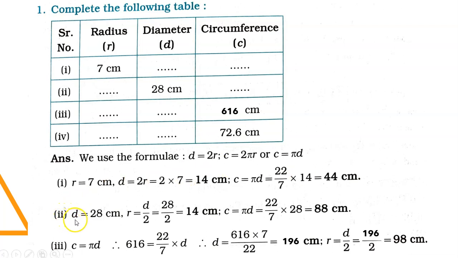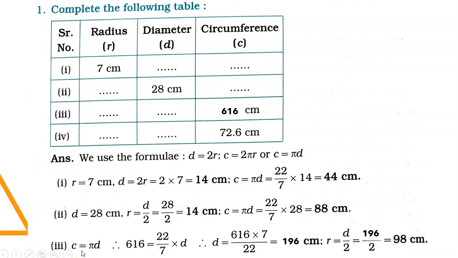Sub-question 2. Diameter is 28 centimeters. So my radius will be diameter divided by 2, 28 upon 2, which is 14 centimeters. And circumference is pi d. So 22 upon 7 multiplied by 28, which is the diameter. I cancel this and I get the answer as 88 centimeters.